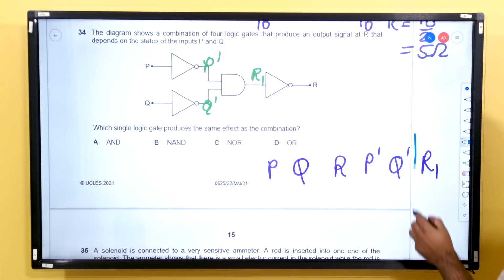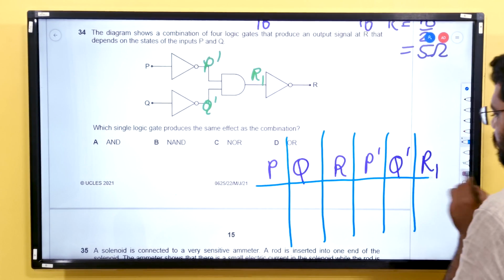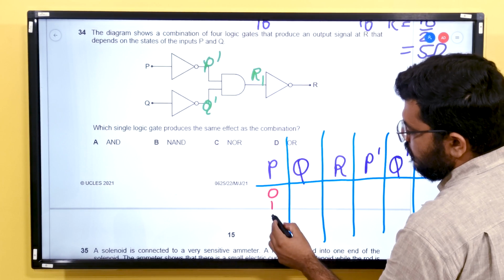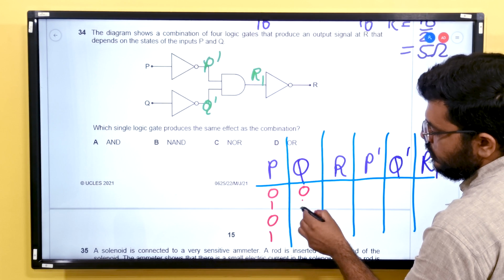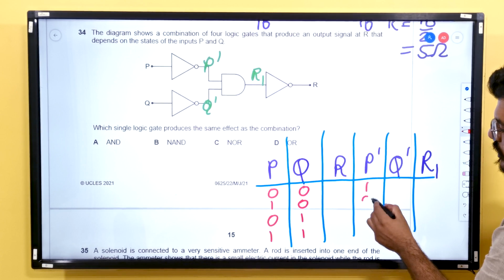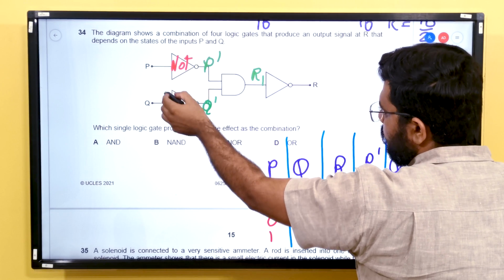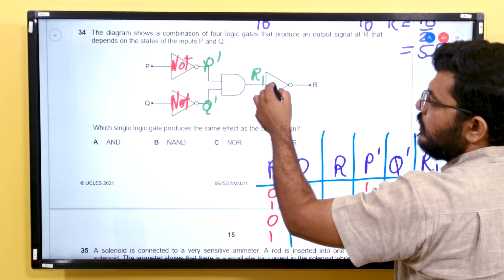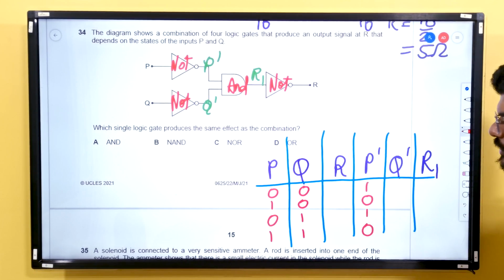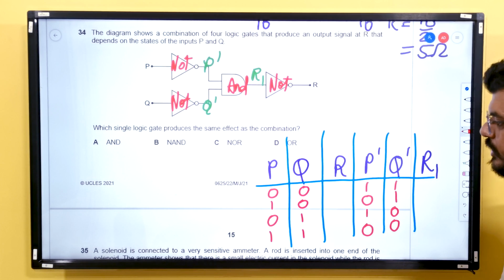Let us make this truth table, right? Okay, so let's take the inputs as 0, 1, 0, 1, 0, 0, 1, 1. So for this 0, 1, 0, 1, P dash will be 1, 0, 1, 0, because this is a NOT gate, even this is a NOT gate, this is also a NOT gate, and this is an AND gate, right? So Q should be 1, 1, 0, 0, right?